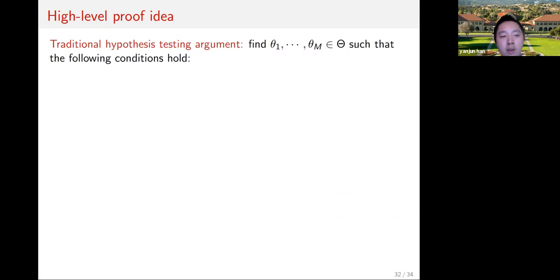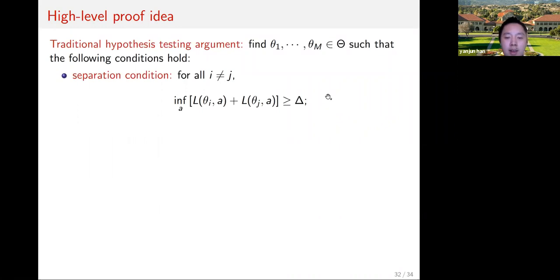The main argument goes through the traditional hypothesis testing argument. That is, we'd like to find a finite subset, theta 1 to theta m, inside the parameter set theta, such that the following two conditions hold. The first condition is the separation condition. That is, for every distinct pair i and j, no single action will incur a uniformly small loss under both theta i and theta j. So there is a minimum separation gap called delta here.